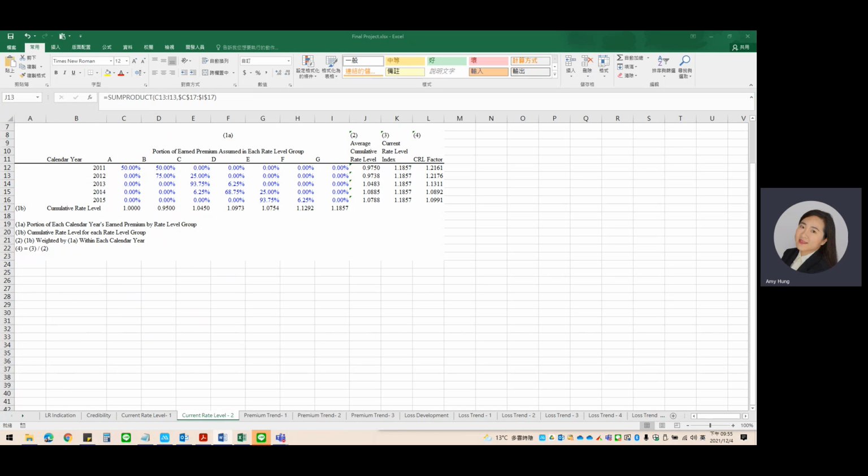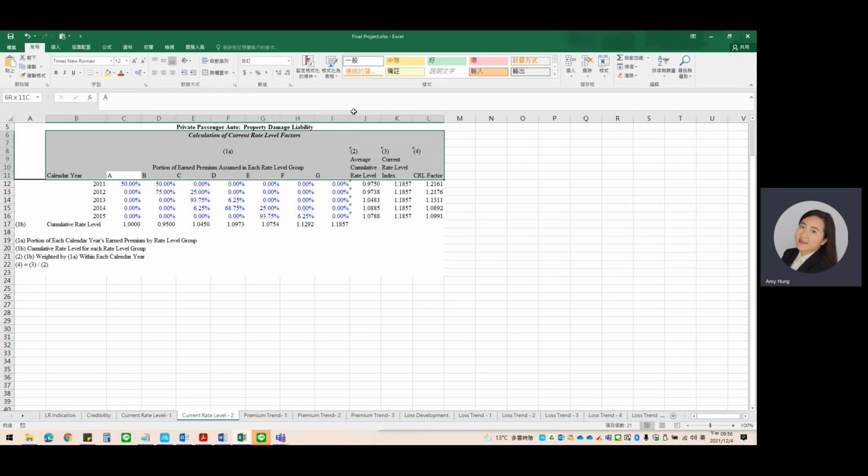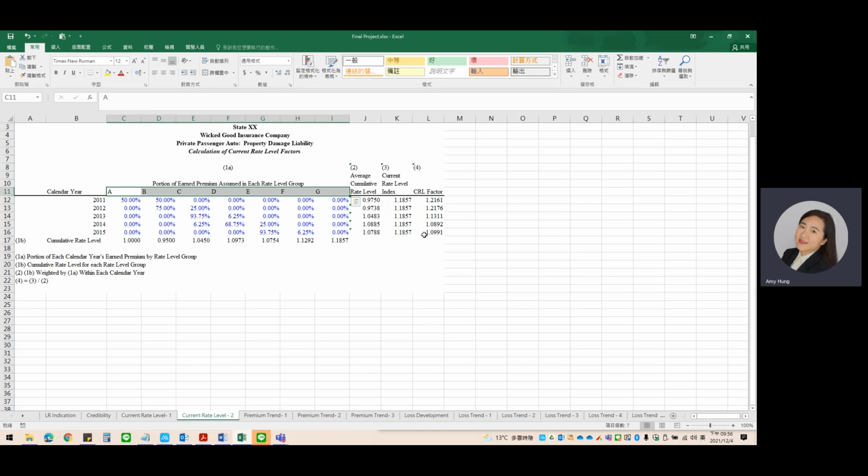One thing to note here is that the portion of premium earned during the calendar year for each of the individual rate level groups is calculated based on the assumption that the 6-month policies are written uniformly throughout the year. Here, those are written uniformly throughout the year.